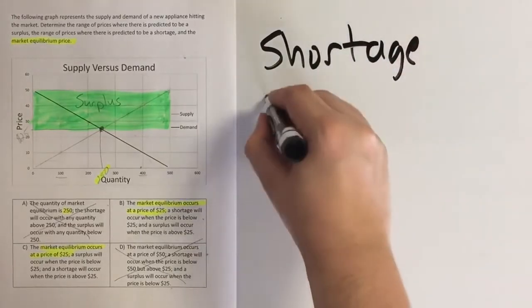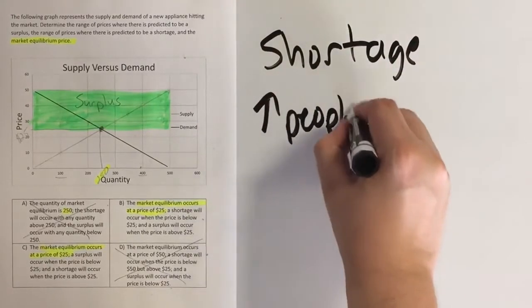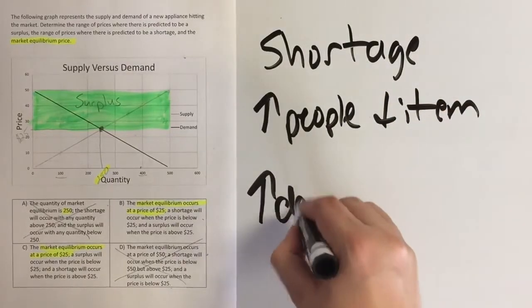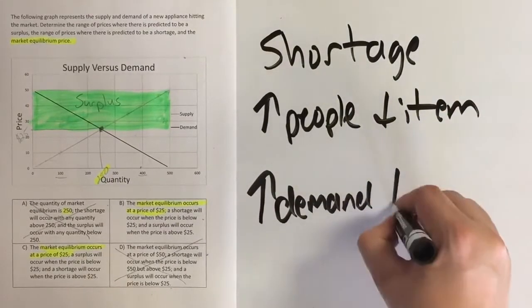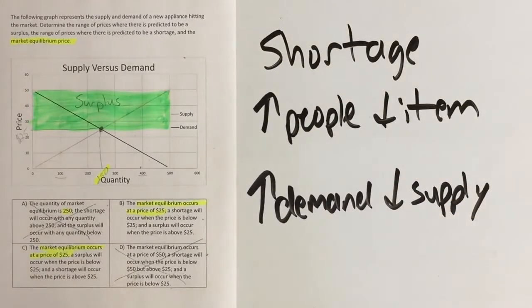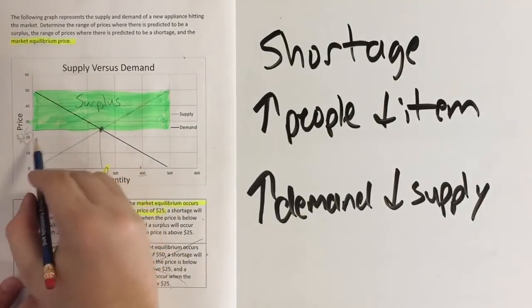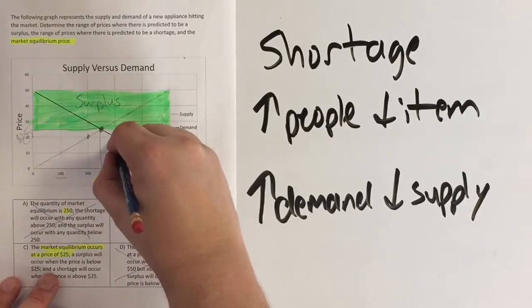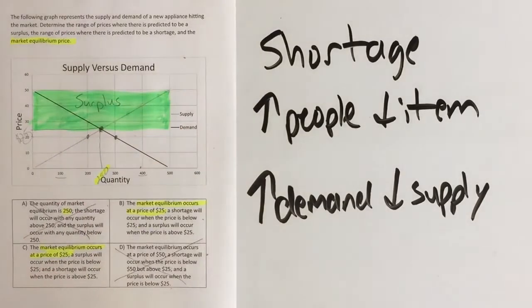A shortage is when there are more people that want to buy an item than there are of the actual item. So the number of people is higher than the number of items. Another way of looking at that is the demand being higher than the supply. An example of this is at $20, the supply is only 200 while the demand is 300.